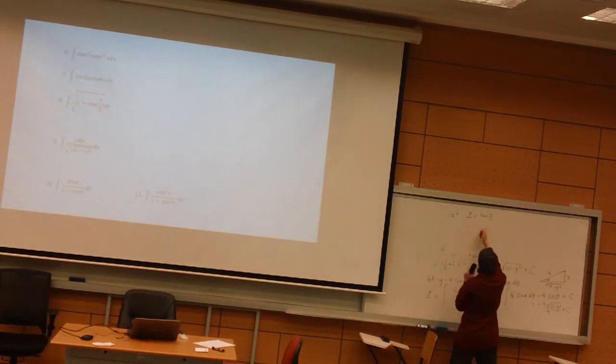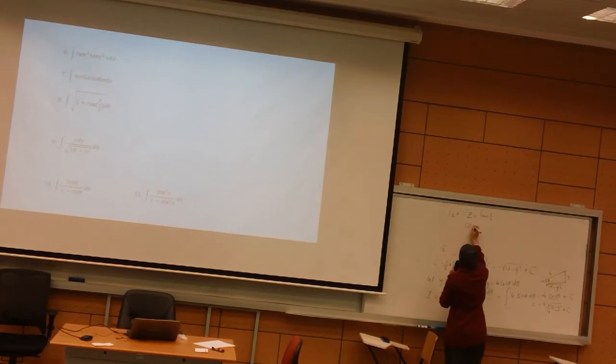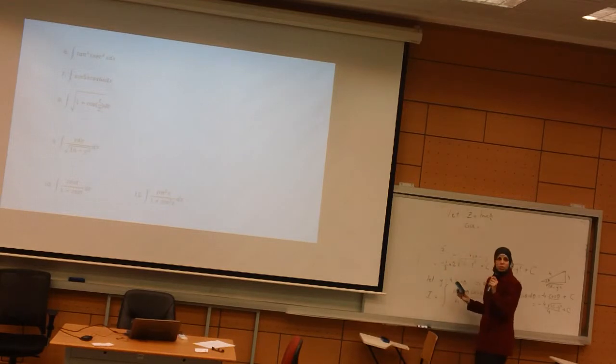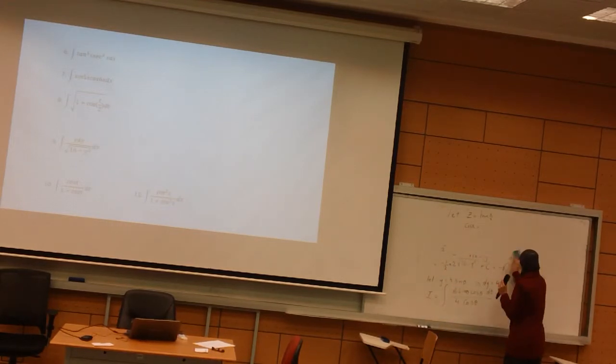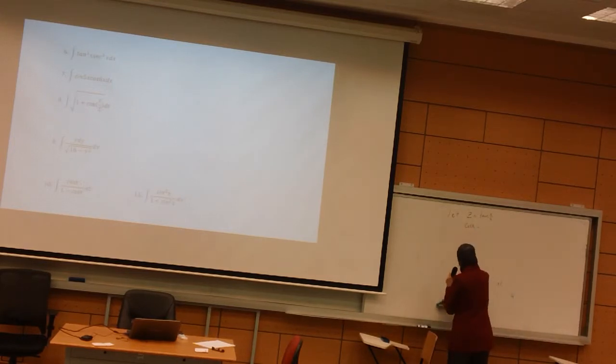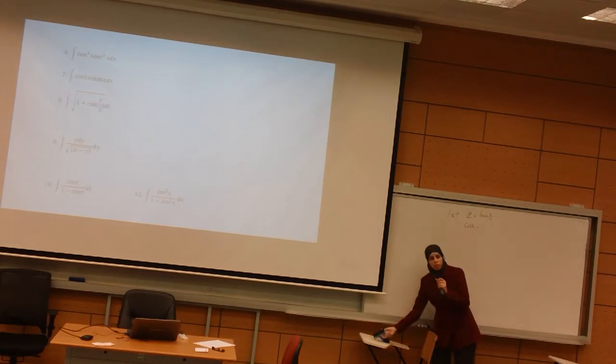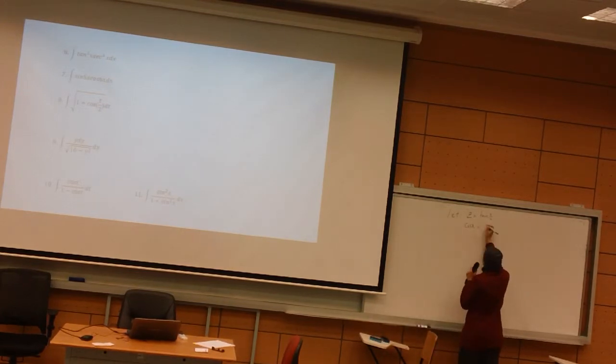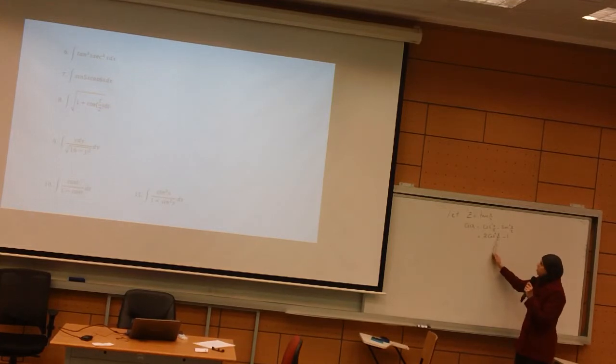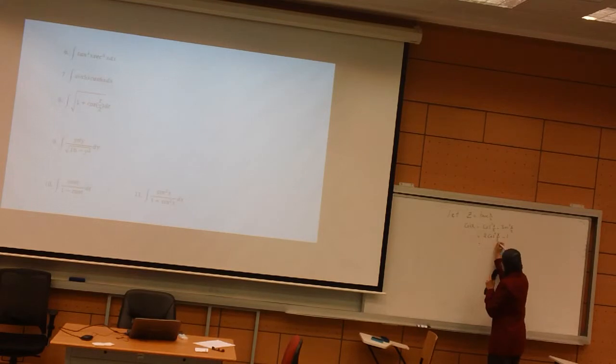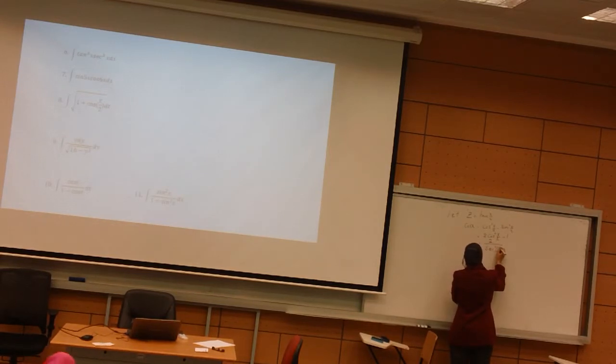Okay? If I assume that z equals tan x over 2, then cosine x should be reduced to what in terms of z, of course. I need to put cosine x in terms of sines and cosines of x over 2 first, okay? Cosine x equals cosine squared x over 2 minus sine squared x over 2, which is 2 cosine squared x over 2 minus 1. Now, in order to be able to use this substitution, I'm going to express cosine squared in terms of secant squared. So this is 2 over secant squared x over 2 minus 1.